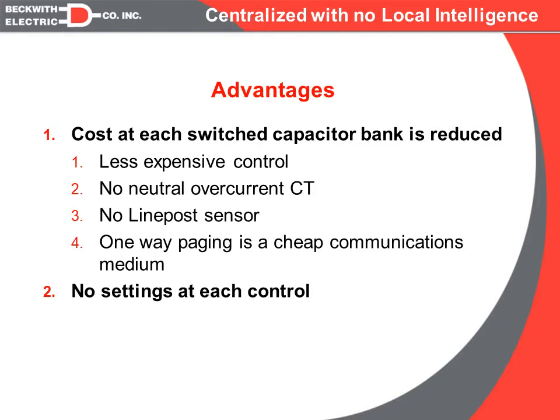So the advantages of this system is obviously we can have a very inexpensive control out on each of the poles for our capacitors. We don't need the neutral current CT, we don't need the line post sensor CT, and we're going with one-way paging, which if you can still find it is typically very inexpensive. And we also have no settings at any of the controls.